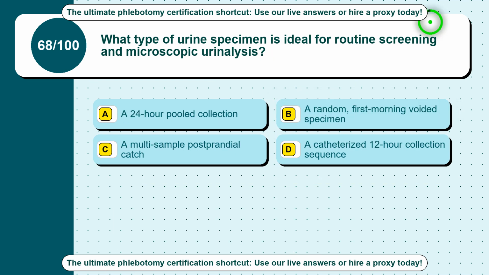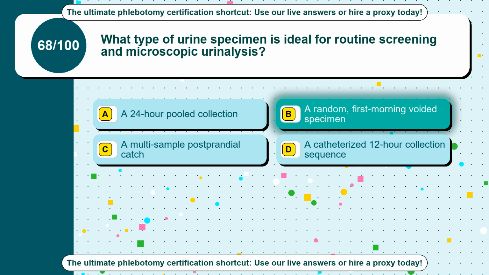Question 68. What type of urine specimen is ideal for routine screening and microscopic urinalysis? Option A, a 24-hour pooled collection. Option B, a random, first morning voided specimen. Option C, a multisample postprandial catch. Option D, a catheterized 12-hour collection sequence. The correct answer is option B, a random, first morning voided specimen.